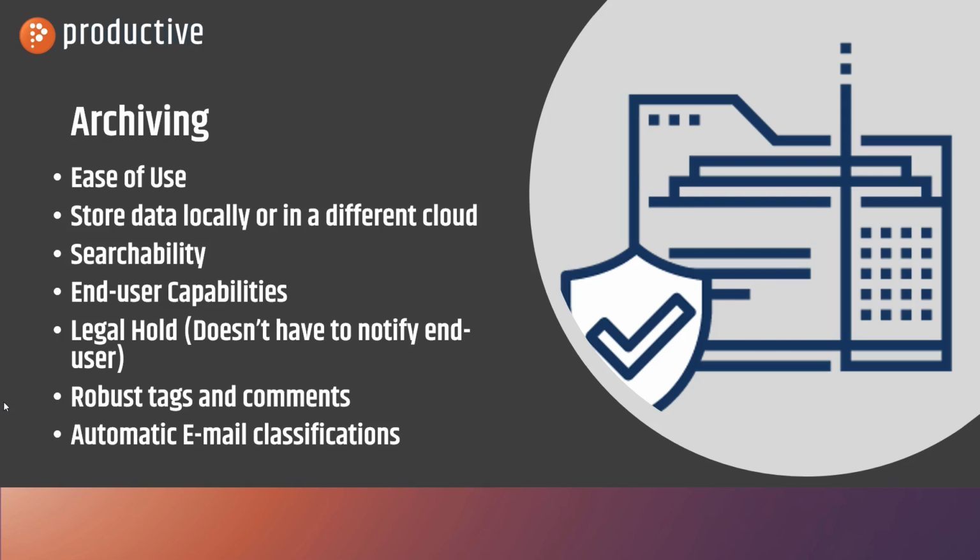Ease of use is a huge one. The ability to tag and comment emails, control who has access to what, including end users, to search and recover their own individual mailboxes is huge. Automatic email categorization is always impressive when folks see how much easier that makes finding emails related to certain topics across all the mailboxes. Archiving is another way to get your email stored in a second location.